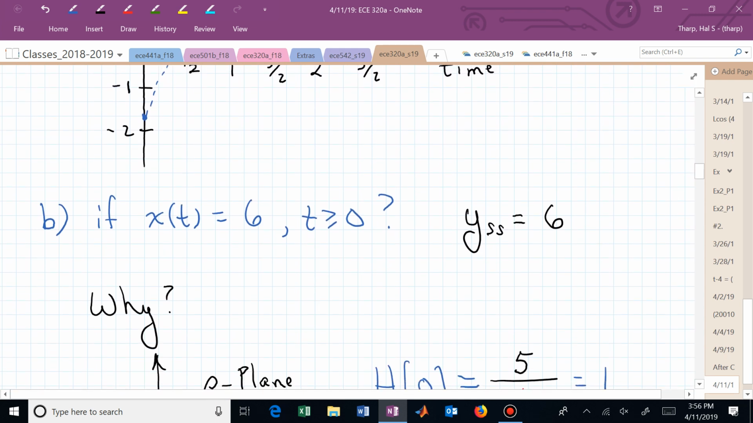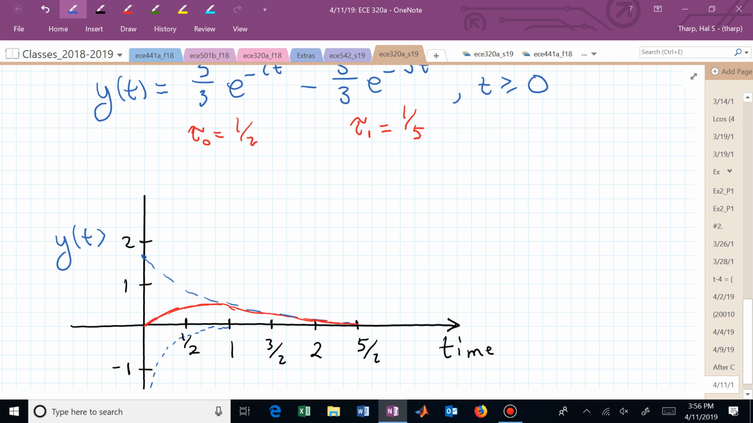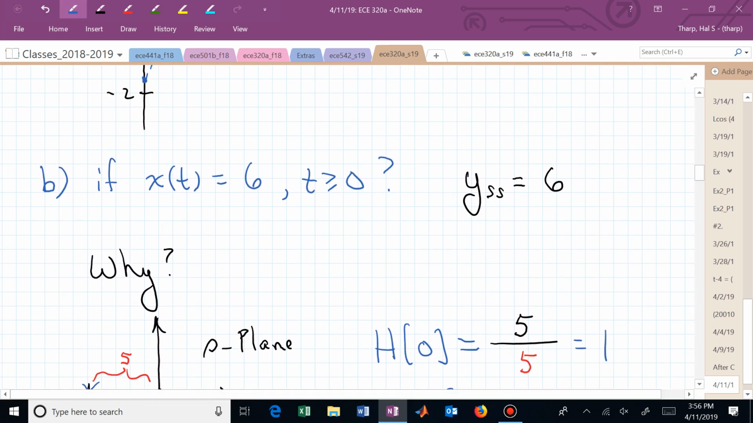And if you wanted to, you could go back and look at part A and say, well, we did this before, h of s times x of s. And what's capital X of s here? Oh. Shouldn't have to wait very long. 6 over s. And you could form capital Y of s, which is h of s, x of s, do the partial fraction expansion, and get your two terms. One's constant and one's influenced by the s plus 5 factor in the denominator to get the complete response.